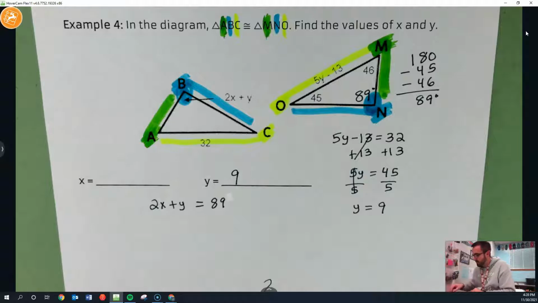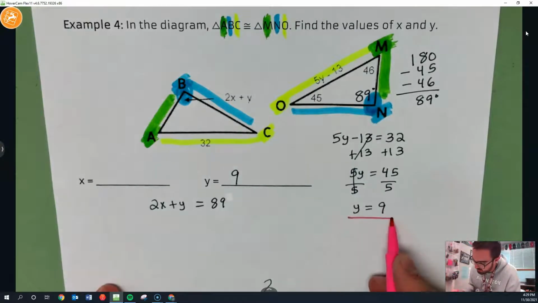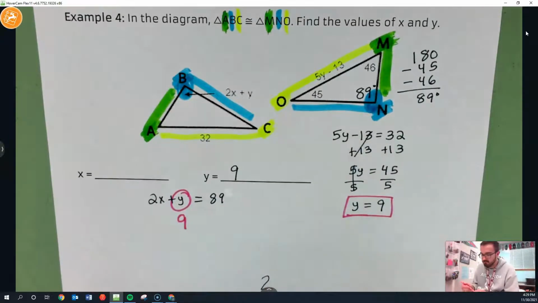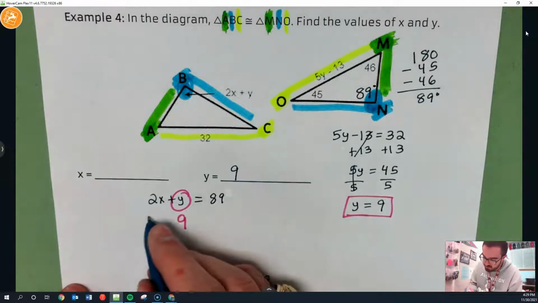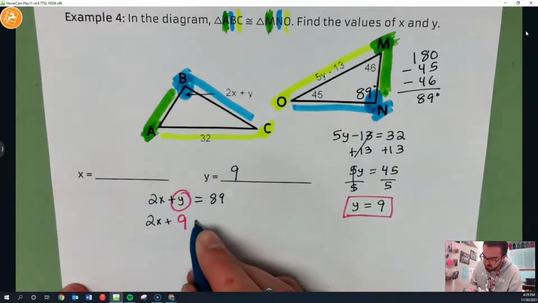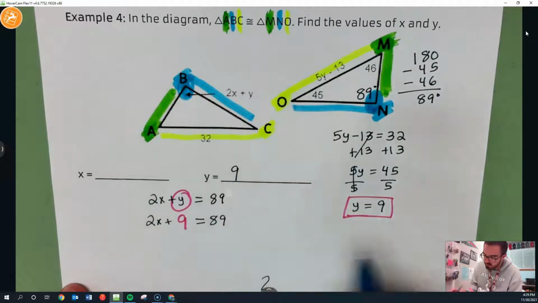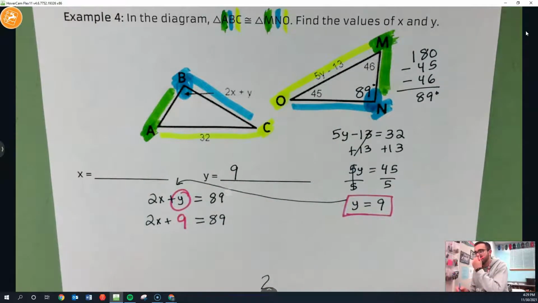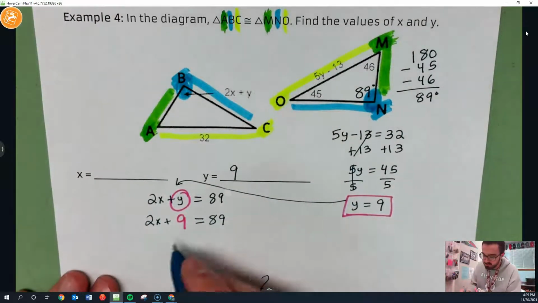We know, let me try to find a, there we go. Y equals 9, right? So we can replace this y with 9. Okay, let's keep going now. 2x plus y, 2x plus 9 equals 89. We replace the y with the 9. Okay, 2x plus 9 equals 89.